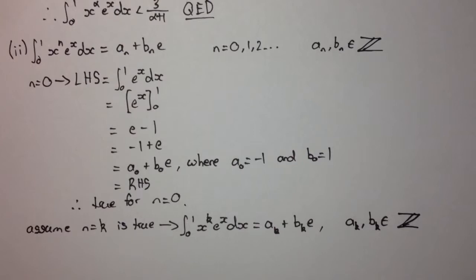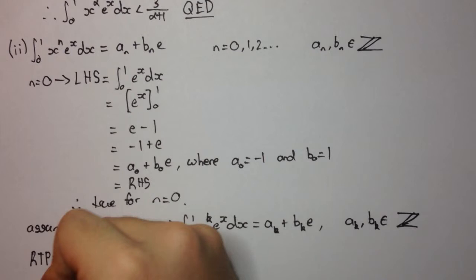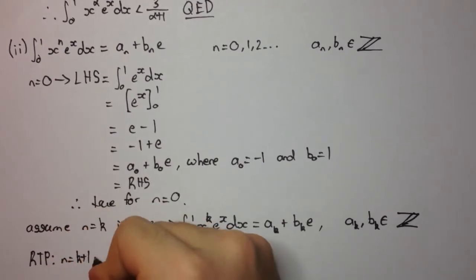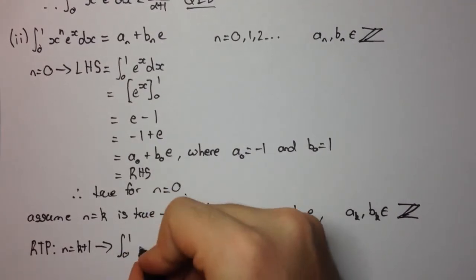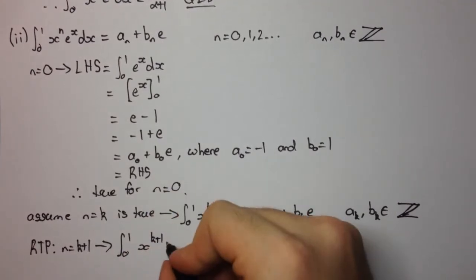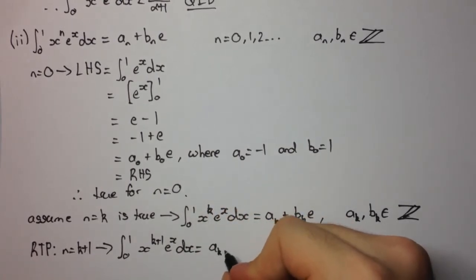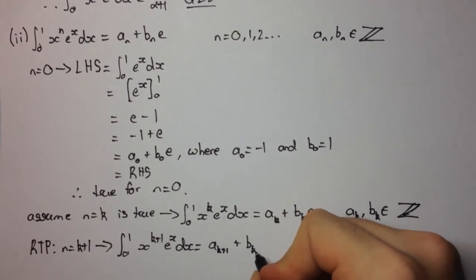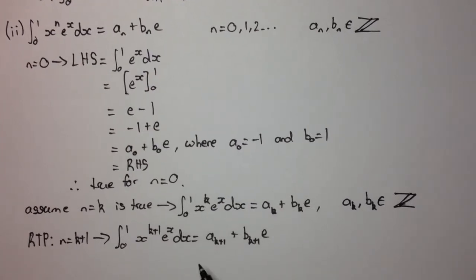Okay. Now, what do we want to prove? We want to prove n equals k plus 1. What's the n equals k plus 1 statement? Well, here it is. The integral of x to the k plus 1, e to the x dx equals a sub k plus 1 plus b sub k plus 1 times e. So we want to show that there are some numbers, a sub k plus 1 and b sub k plus 1, that are integers. That's all we want to show, that there are some integers that exist for this integral.